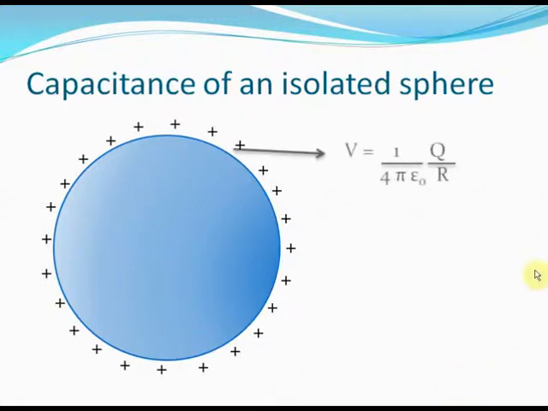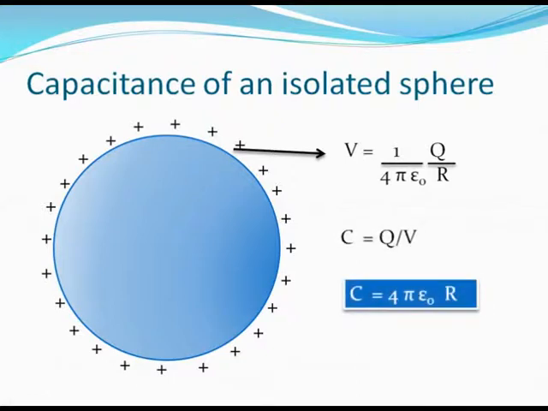Now the potential on the surface of the sphere is clearly 1 by 4 pi epsilon naught into Q by R, because we had already studied that the electric potential on the surface of a sphere is 1 by 4 pi epsilon naught into Q by R. Now since capacitance is Q by V, capacitance is Q divided by 1 by 4 pi epsilon naught into Q by R, and that gives us the expression of the net capacitance of an isolated sphere as 4 pi epsilon naught into R. That's a simple value, isn't it? But you must remember it.